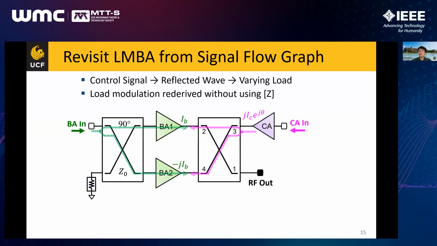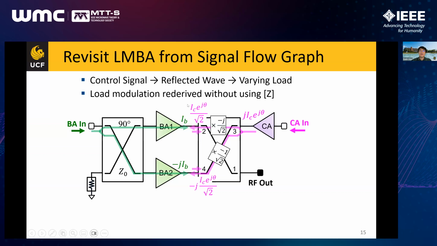With that, we can rederive the load modulation theory of this LMBA and the equations. For example, take a control signal, I_C at angle theta. After it is fed into this quadrature coupler, it is quadrature split into those two signals. Here, I'm assuming a branch line coupler. Due to the orthogonality of the current sources of those three amplifiers, this control signal can be fully reflected, bounced back.